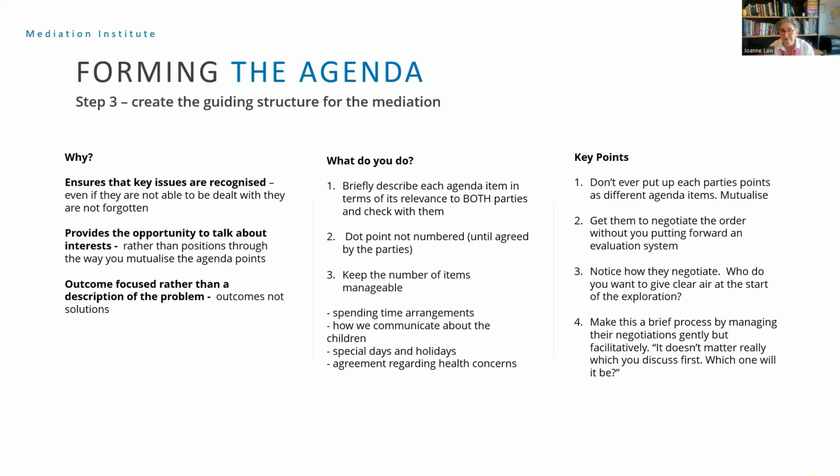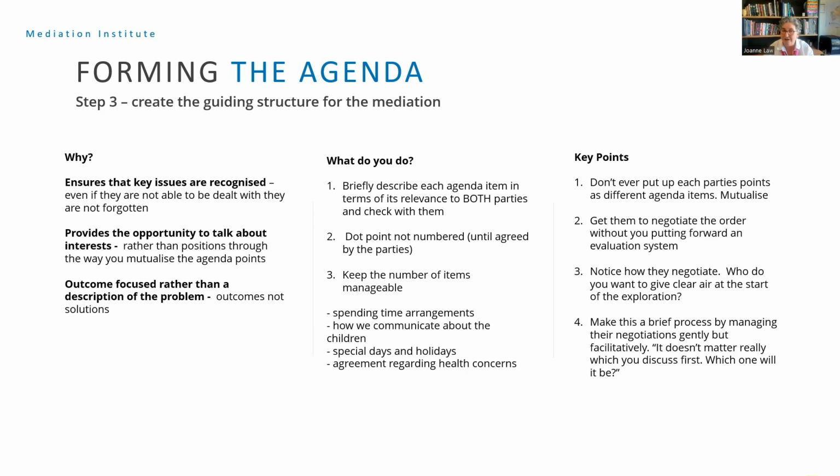So briefly describe each agenda item in terms of relevance to both parties. Check in with them that they're comfortable with the wording, they understand it, but describe it first. Don't just write your list and put it up on the screens. If you need, learn to practice doing two things at once, talk and write. If you need to, use dot points, not numbered.